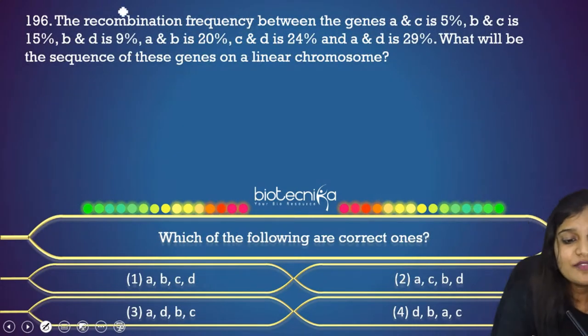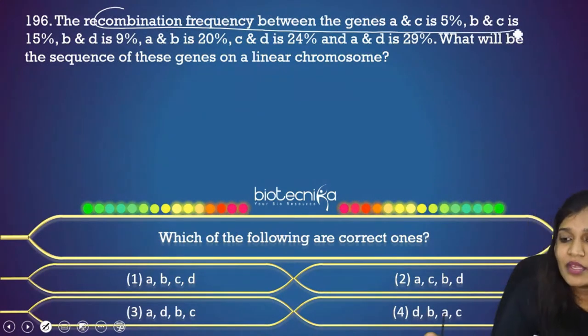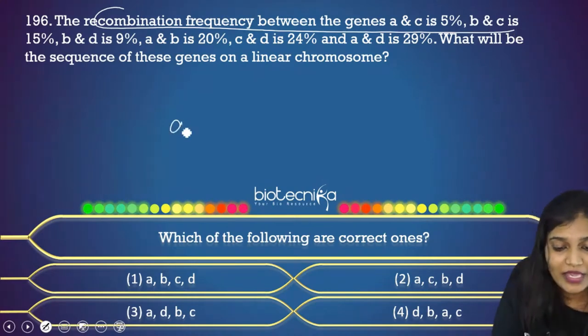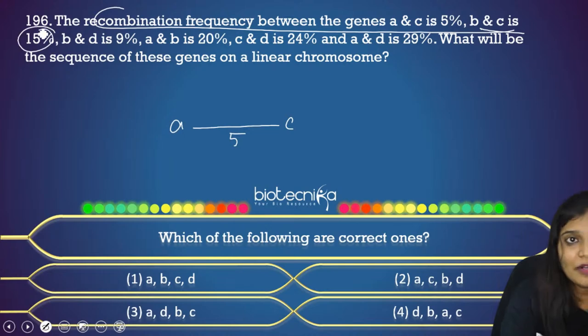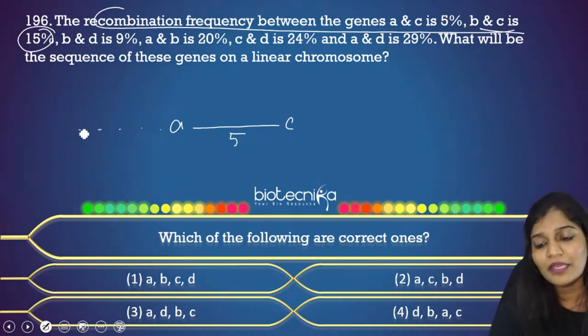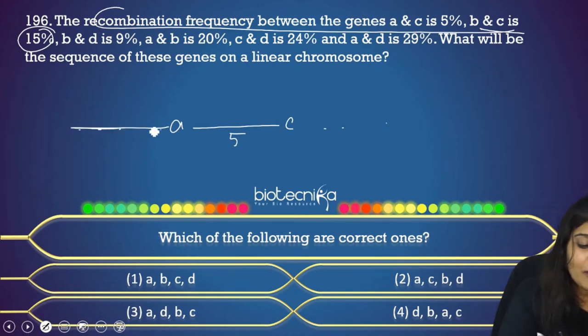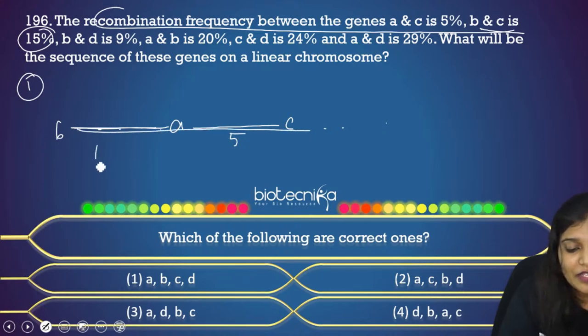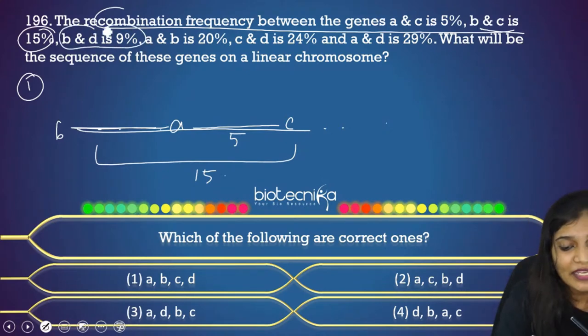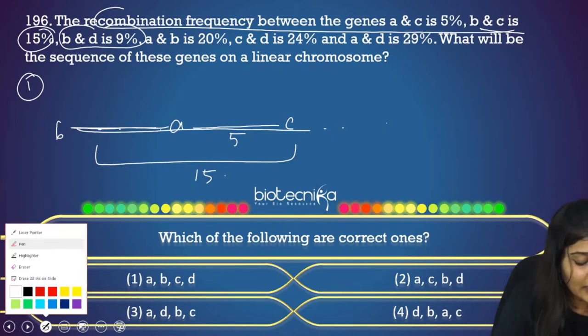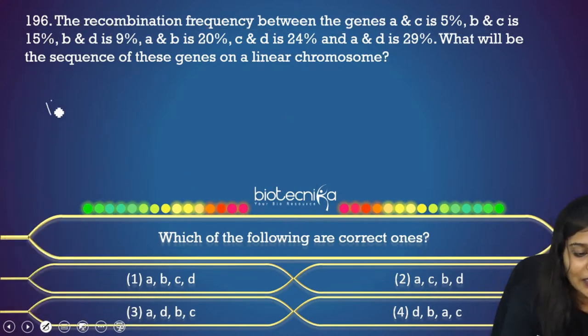Okay, recombination frequency between the genes A and C. They have given the genes, you have to map the genes. So A and C, they are telling the distance is going to be 5. Let me write 5%. B and C is 15%. But we know B can be before also, B can be behind also. For now, I'm making B before. This is the first situation. I'm writing B before and I'm just considering B and C is 15%. And B and D is 9. You cannot do B and D 9 now. So this I cannot do.